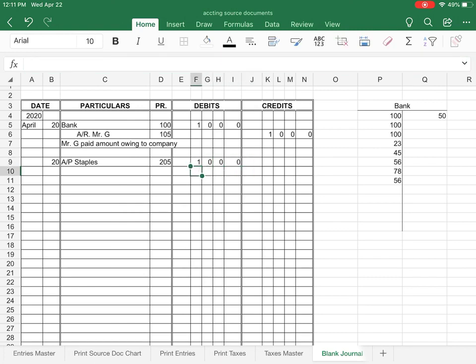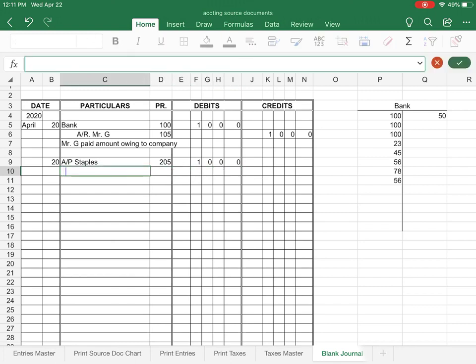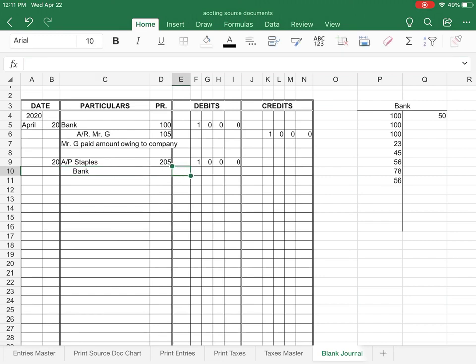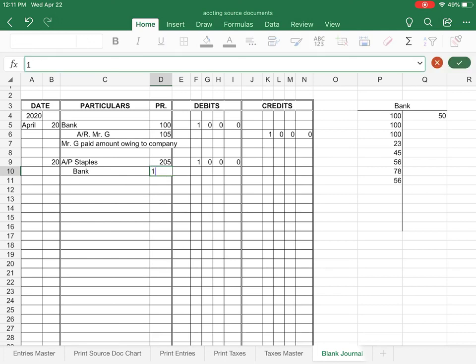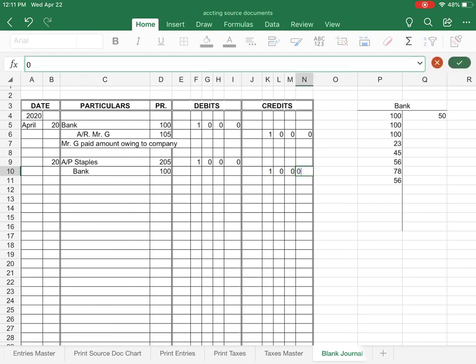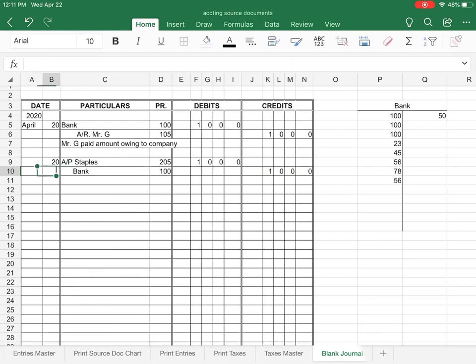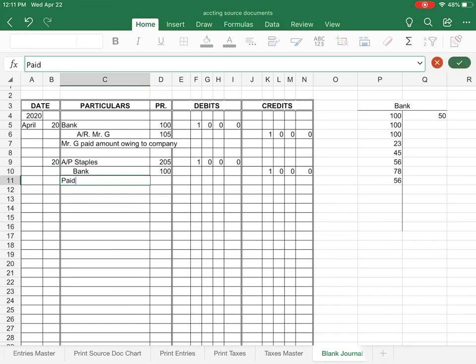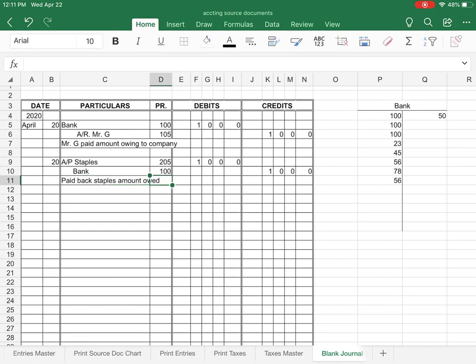Okay, and now, so that's accounts payable, that's our debit, so it's going down. And in this case, we're going to credit bank, and notice I'm indenting again. Okay, and we said bank is 100, so we're using that as the account number. All right, and there we go. And then we need a description, paid back Staples amount owed. Okay. And so you can see there we have then another transaction. Once again, debits are first, credits are second. We are indenting our credits, and we're putting them through the transactions.